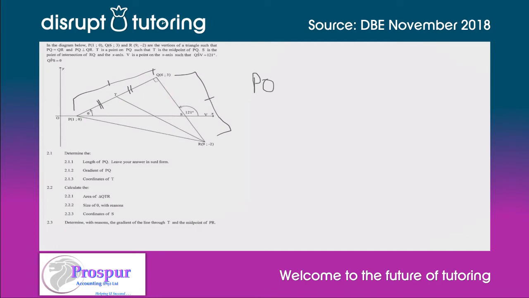So we know that PQ is going to be equal to, we're going to draw our long square root sign, and then we're going to have two brackets. Okay, we're going to add those two brackets up. Then we're going to have x2 minus x1, y2 minus y1, and that's going to give us the distance of PQ. Right, let's sub in our numbers now.